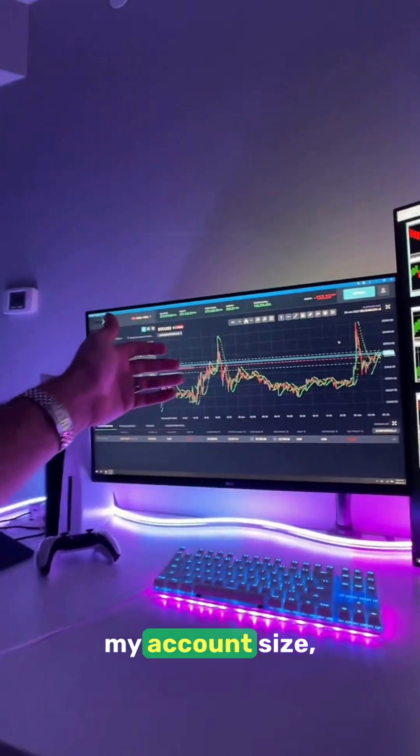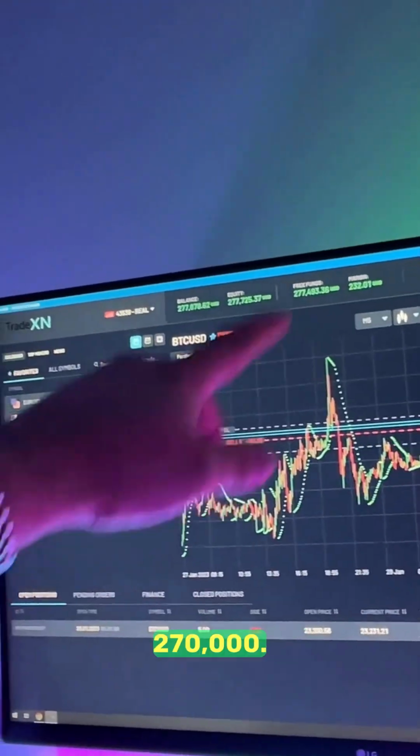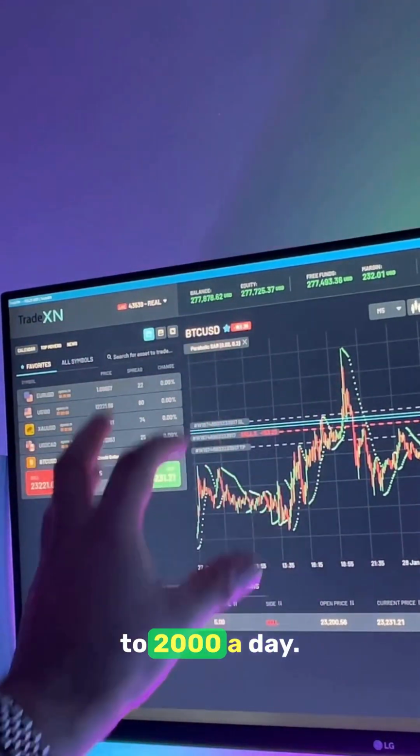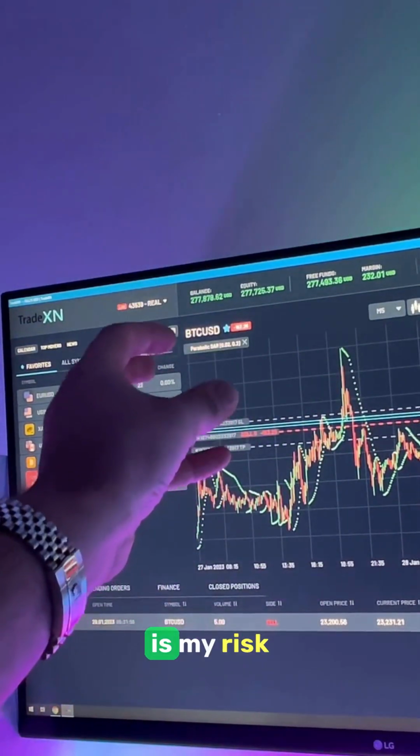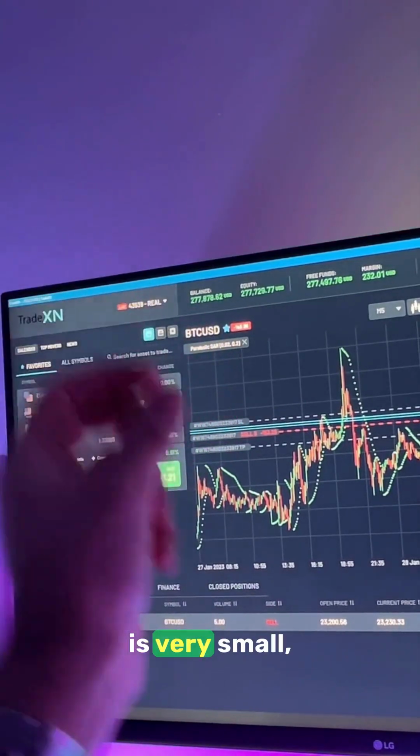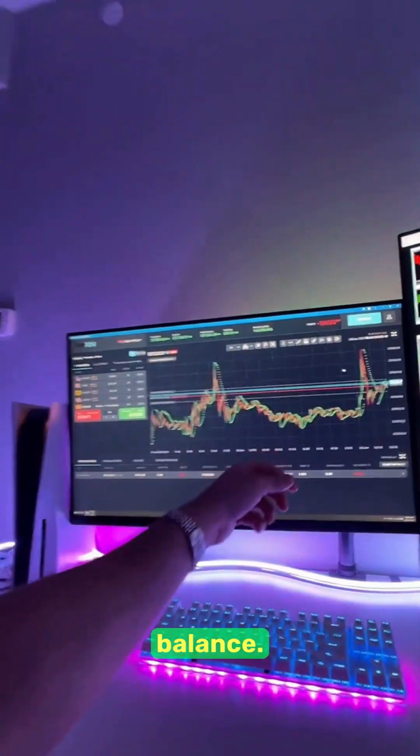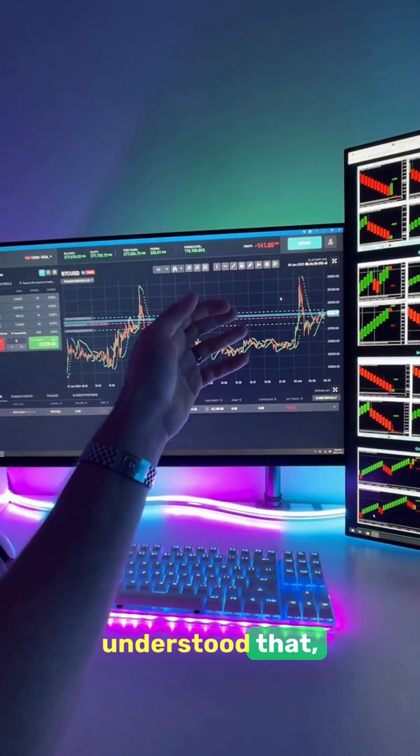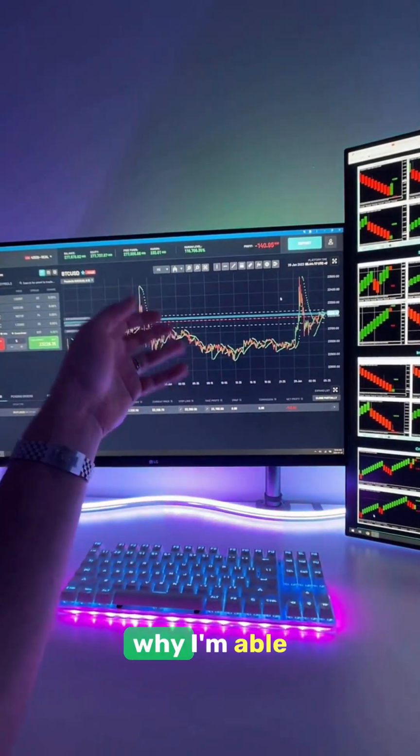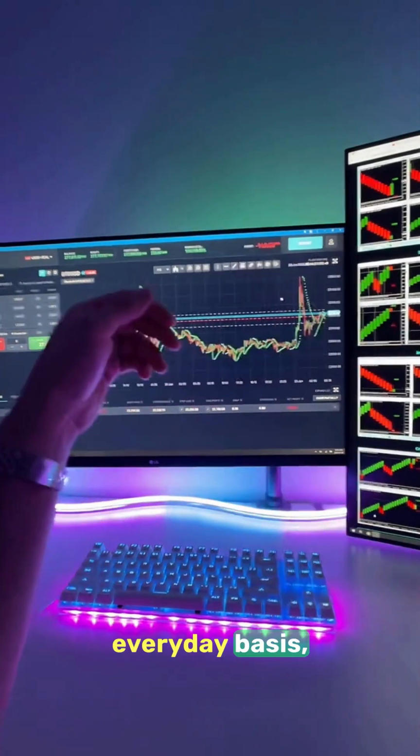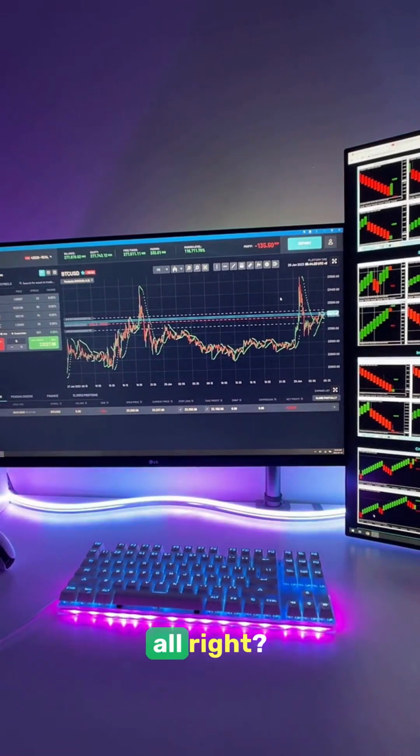Now, look at my account size, okay? Look at my account size. 270,000, and I'm aiming for just 500 to 2,000 a day. What that means is my risk is very, very small. So I'm always risking less than 1% of my balance. If you guys understood that, it would make a lot of sense why I'm able to grow this account on an everyday basis. All right.